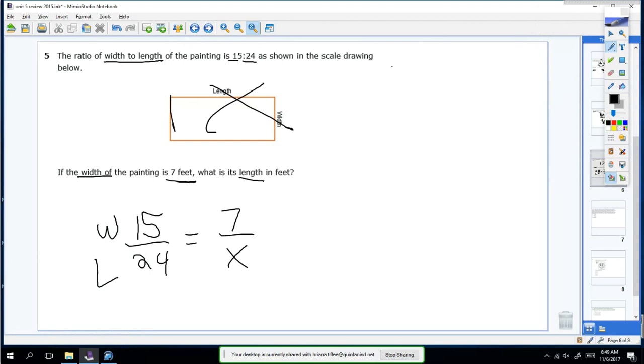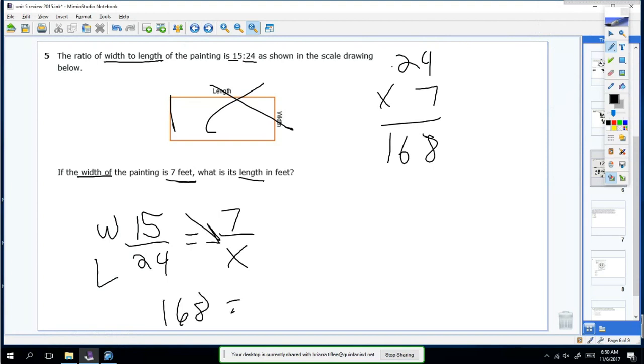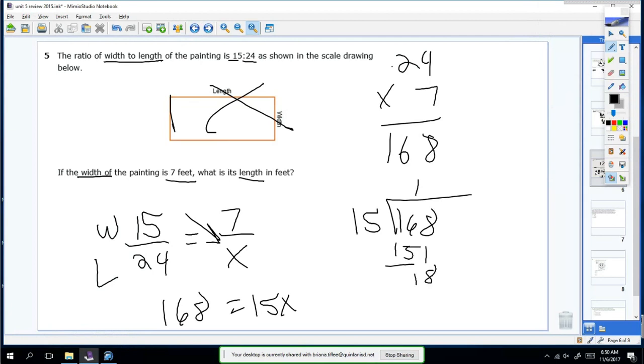So you're going to cross multiply. So you're going to do 24 times 7, which is 168. And then 15 times x, which is just 15x. So then you're going to divide 15 into 168. Well, 15 goes into 16 one time. 15 goes into 18 one time.